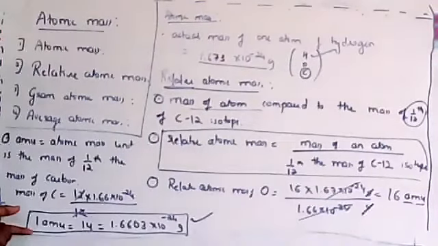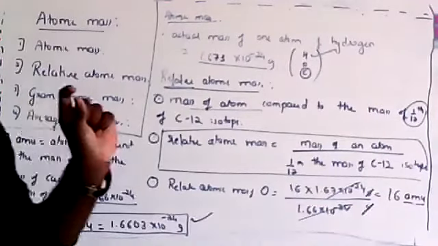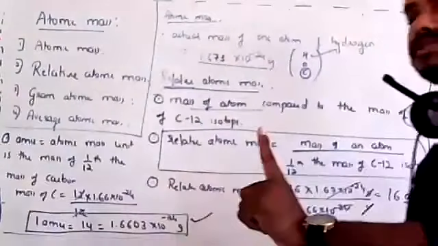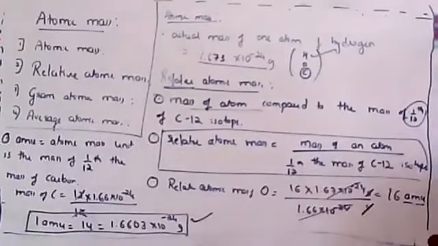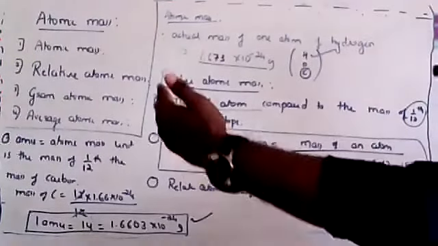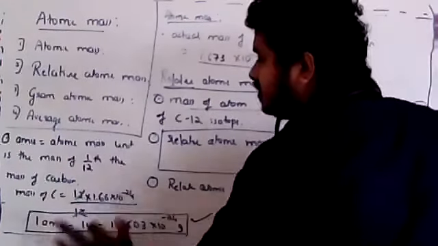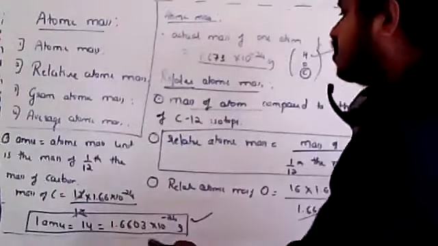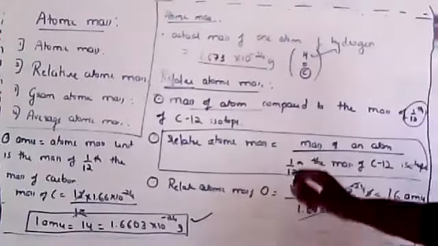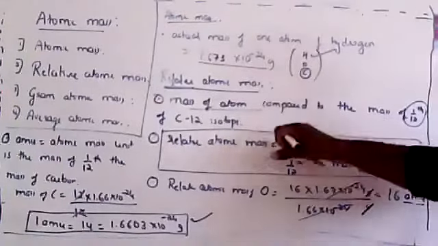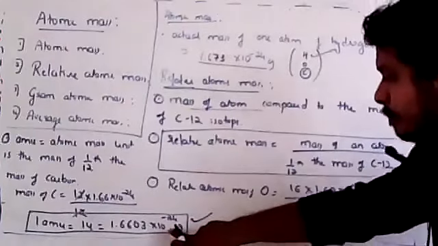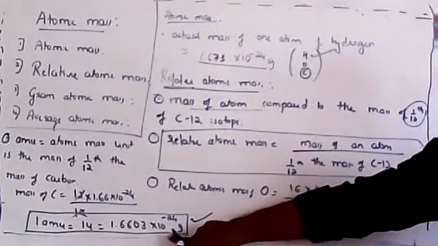So 1 AMU is nothing but the mass of one C12 carbon atom divided by 12, because the mass of the carbon atom is this much. Divide this by 12 and you get a value, which is what we call the AMU. And always the atomic mass, which is relative atomic mass, is compared with this mass. Are you getting my point?